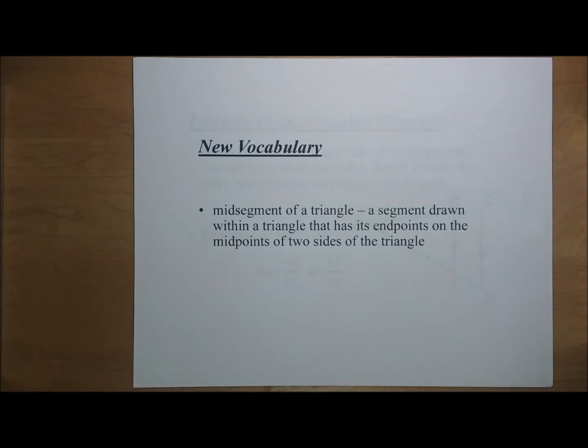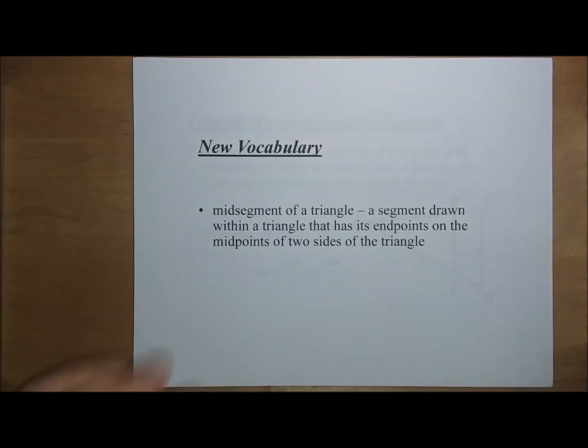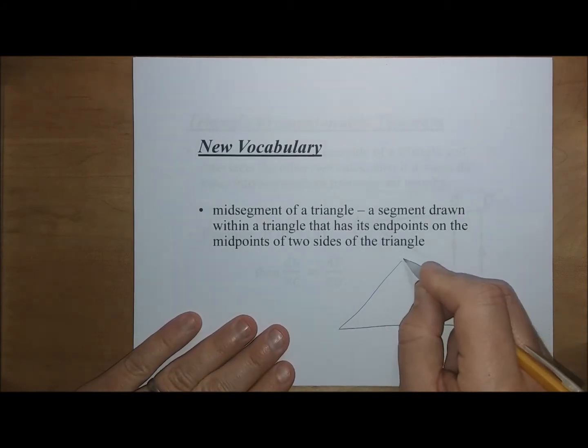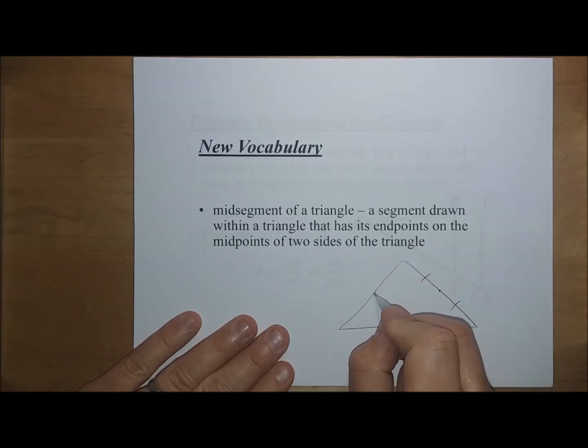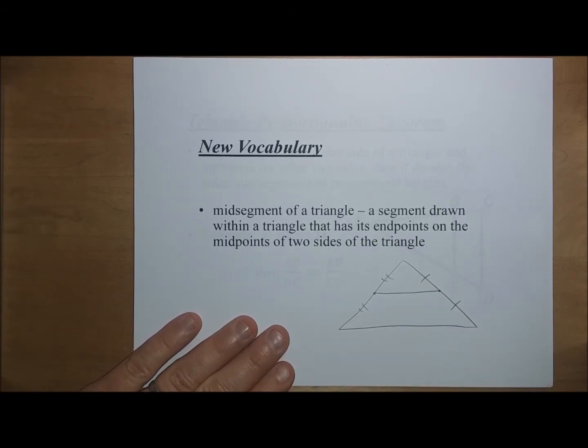We got some new vocabulary here. Mid-segment of a triangle. This is going to come up. A mid-segment of a triangle is a segment drawn within a triangle that has its endpoints on the midpoints of two sides of the triangle. So if I took this side of this triangle and I divided it in half, I dropped a point there at the midpoint, and I dropped another point here at the midpoint of this side, making these two segments congruent. If I connected them, I would have what's called a mid-segment.